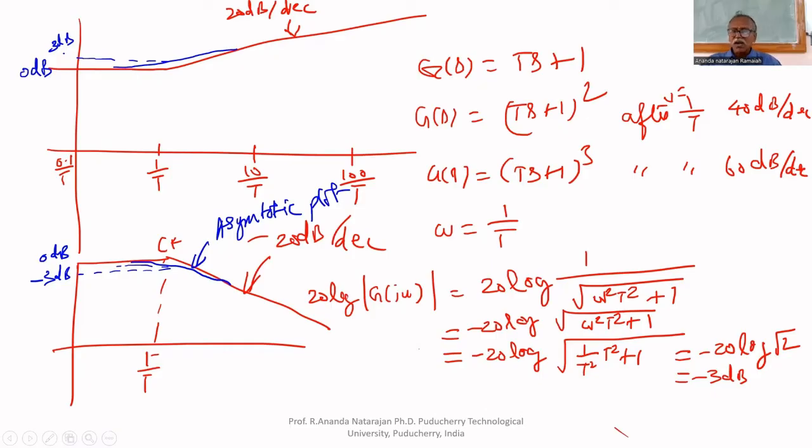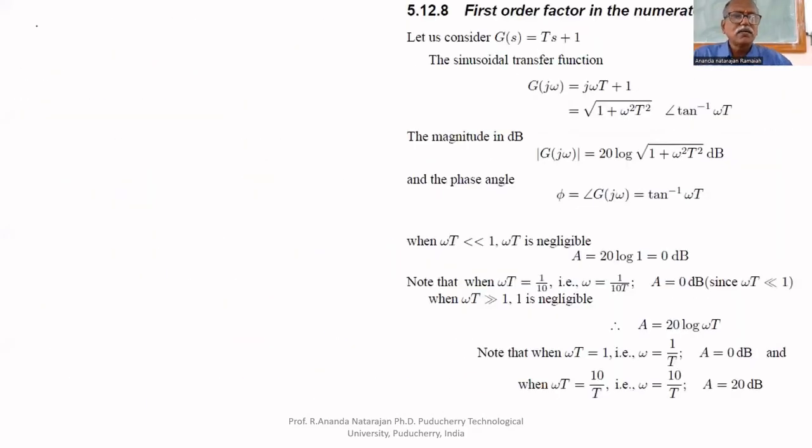If you are not ignoring both omega tau as well as 1, you will get minus 3 dB instead of 0. Therefore, at corner frequency, you will get only minus 3 dB or plus 3 dB error. If it is a denominator factor, minus 3 dB. If it is a numerator factor, you will get 3 dB error. So we can consider the approximate plot because of small error. Suppose if you want the actual plot, you can do the necessary correction at corner frequencies. That's all.